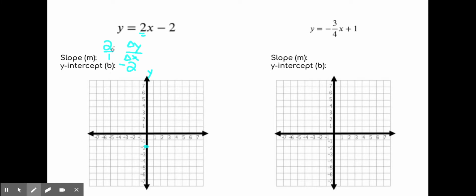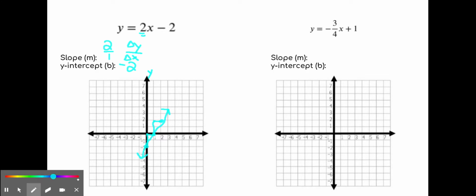Okay, so this says my change in y, that's up and down, is 2. My change in x is 1. So I'm going to go up 2 and over 1, and I'm going to put another point, and then I'm going to do it again. I'm going to go up 2 and over 1 and put another point. So I have 3 points here. I'm going to draw a line through them. Your line is going to look so much better than mine, and I'm going to put arrows on the end. Okay? All right, let's do another one.